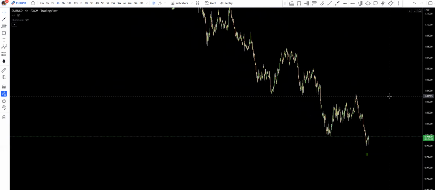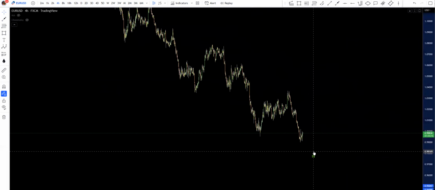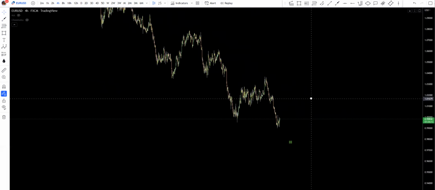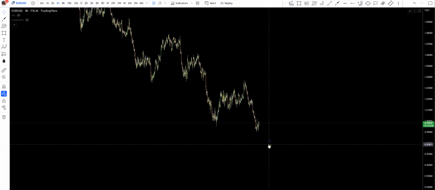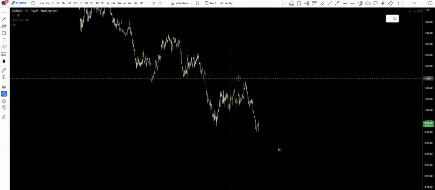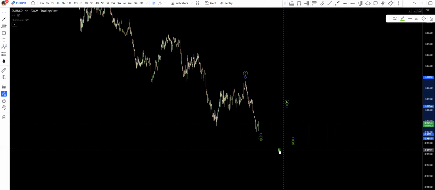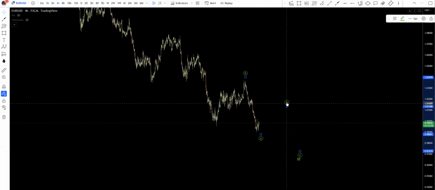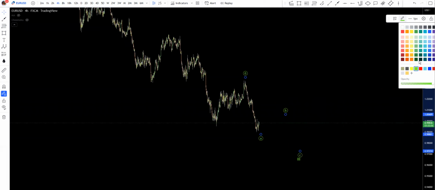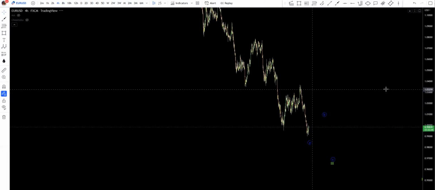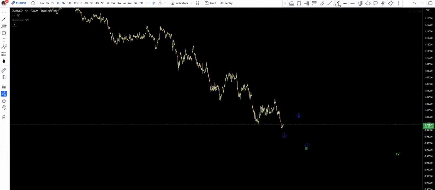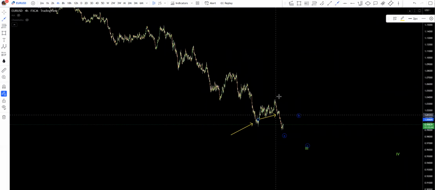So right now, this third wave is still in progress. But what we need to do right now is wait for another pullback, which is something like this. Something like this. And we're going to do this. This allows you to prevent drawdown, right? Because let's just say if you entered here, then you got into this big drawdown.